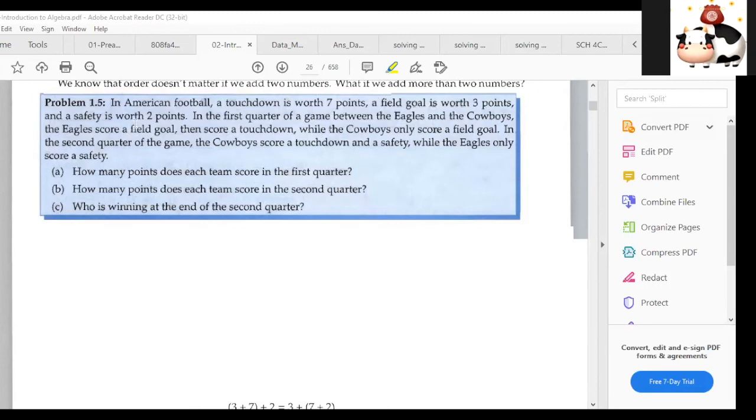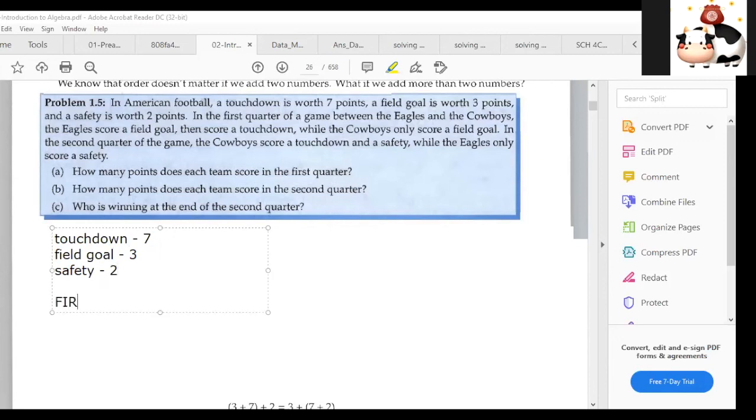So in American football, a touchdown is worth 7 points, okay? And a field goal, one strategy when you're problem solving is to rewrite the given information. So I'm just modeling that for you, all right? Field goal is worth 3 points. And safety, I don't even know what a safety is, people, but don't worry, you don't have to know. Whatever a safety is, it's worth 2 points, okay?